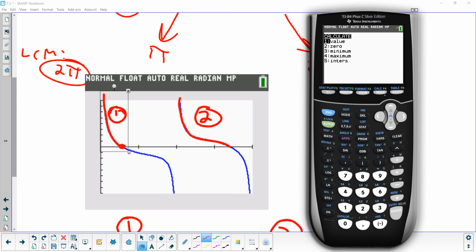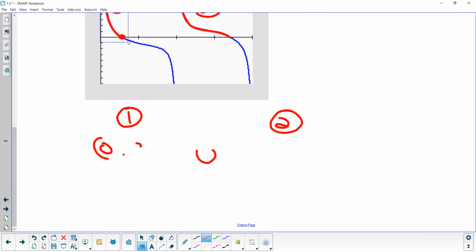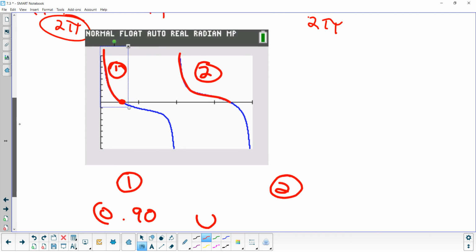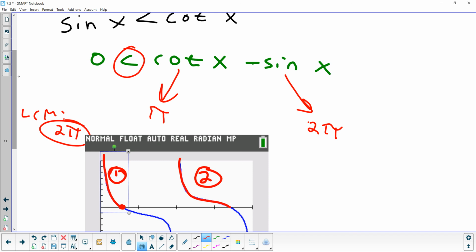So let's do second calc, zero. And we'll just get over there. 1, 2, there. All right, 0.90. Now we have to decide, do we include or not include 0.90? Yep, you include it. Why? Because it hits it. So does it say we can be equal to 0, or do we have to be above 0? Above. We have to be above.